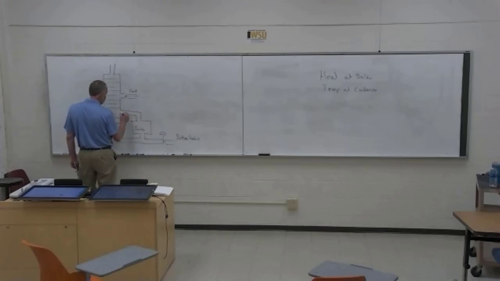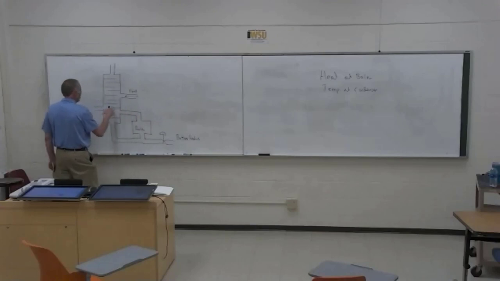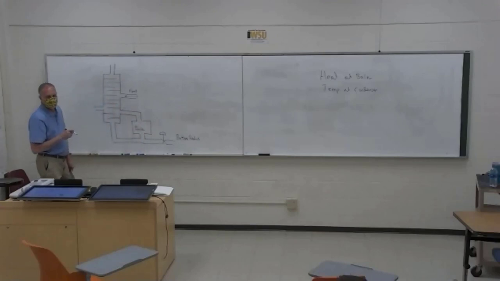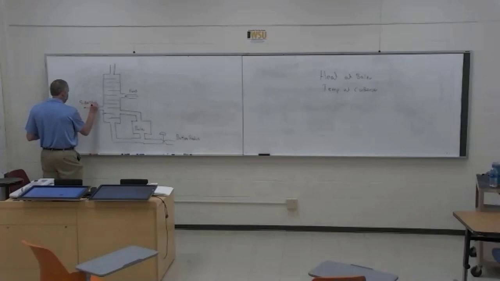So this is vapor coming out here, and that rises up here and condenses and runs down and rises and condenses, and some of it comes down here, goes into the boiler. Got it so far? And then sometimes they'll take out a side column and then send that off to another distillation column.